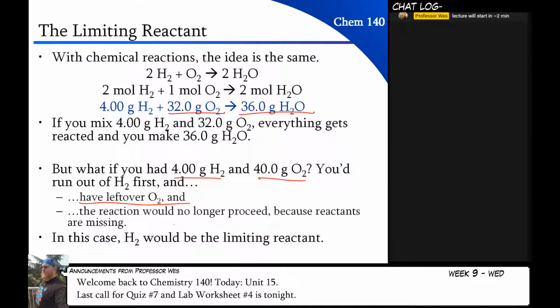Now, by just looking at masses, you can't really tell this. So what we need to do is we need to take our masses, turn them into moles, and then turn them into moles of our product, and then turn it into grams of the product to see what is happening here. Whichever one makes less is the limiting reactant.